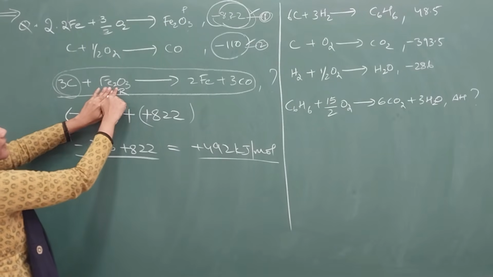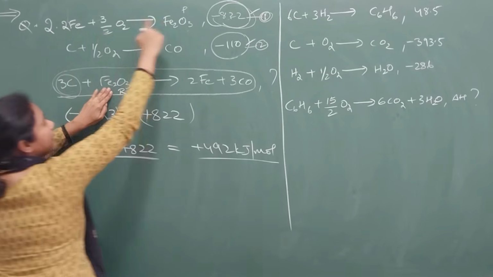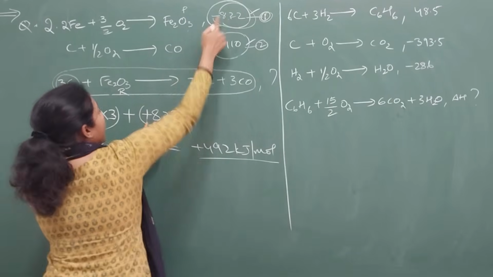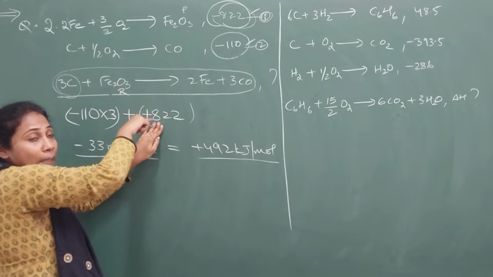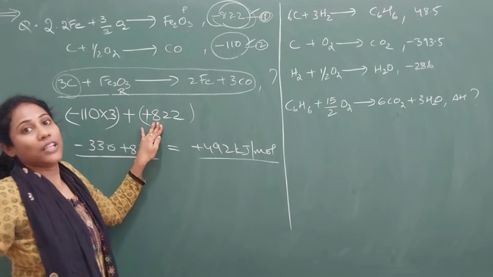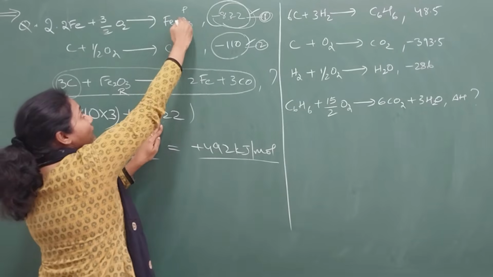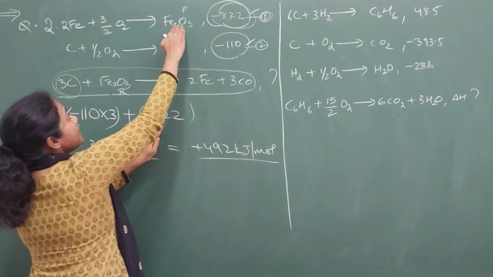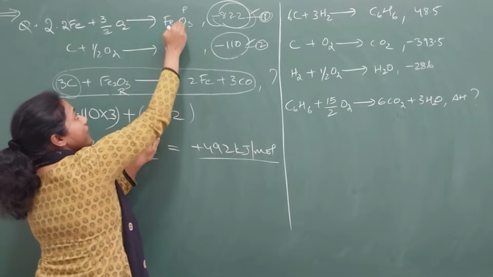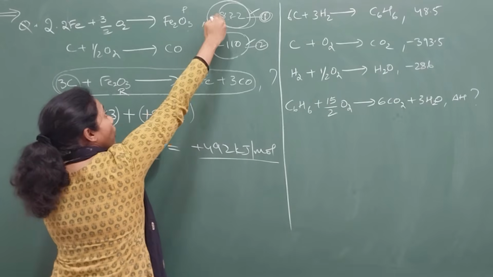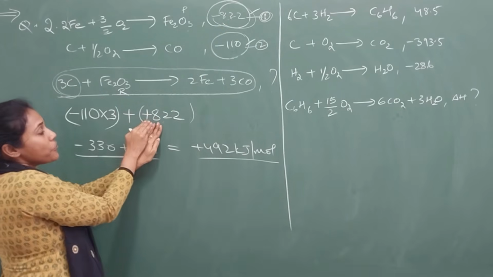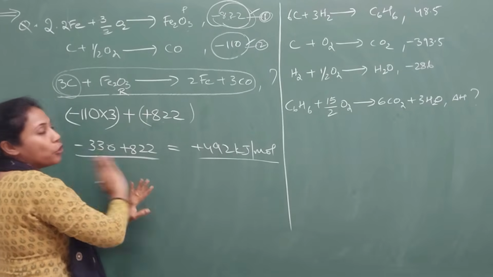Now the next reactant, Fe2O3. In which equation is it there? Equation 1. So I need to take this value. Should I take that value as it is, or should I multiply, or should I reverse the sign and take? This thinking should come. Okay, oh, I should reverse the sign and take. Why? Because Fe2O3 I want in the reactant side, but in the given equation it is there in the product side. So I am not supposed to take it as minus 822. I am supposed to take it as plus 822, over.